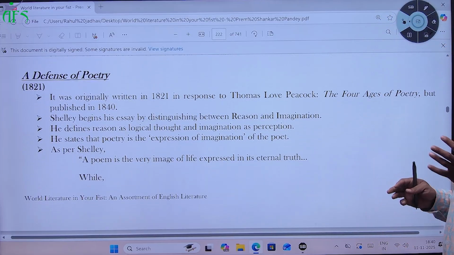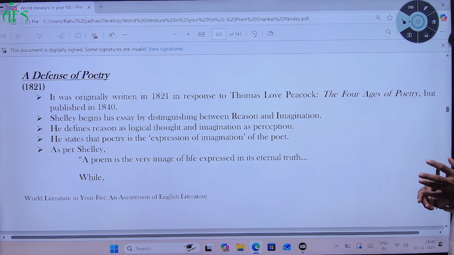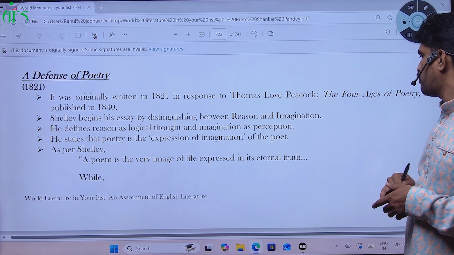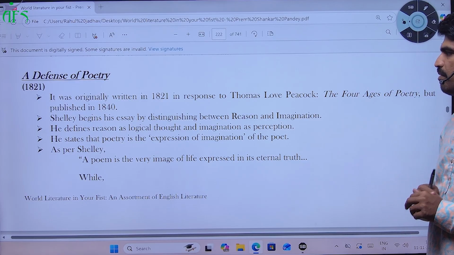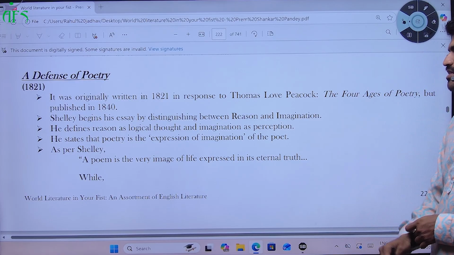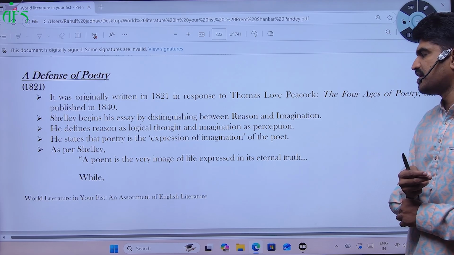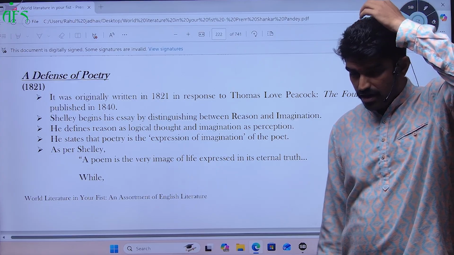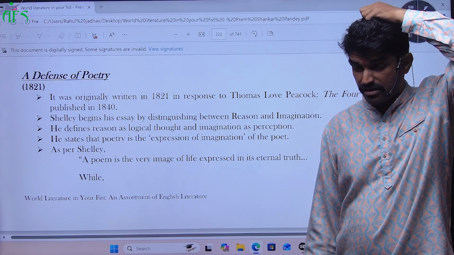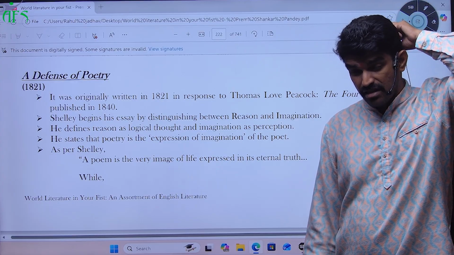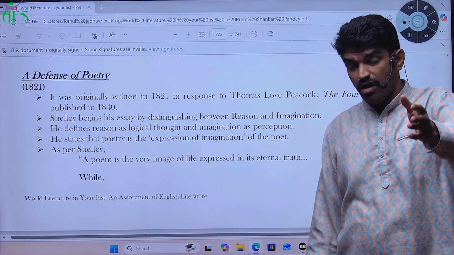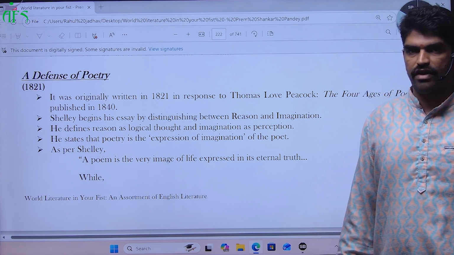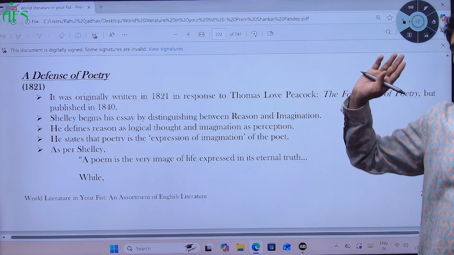It was originally written in 1821 in response to Thomas Love Peacock's The Four Ages of Poetry, but published in 1840. He begins his essay by distinguishing between reason and imagination. Now, when we talked about the history of English literary criticism and literary critical theories that have evolved along with the literature, we have literally talked about P.B.